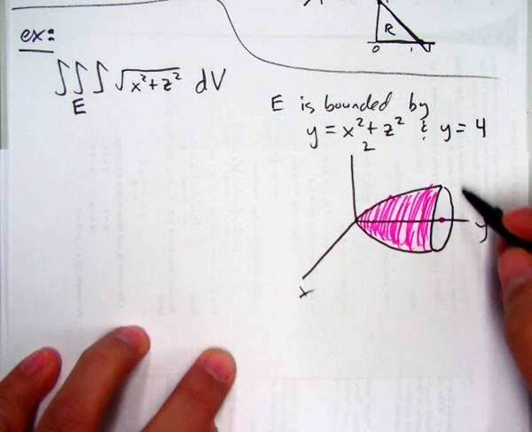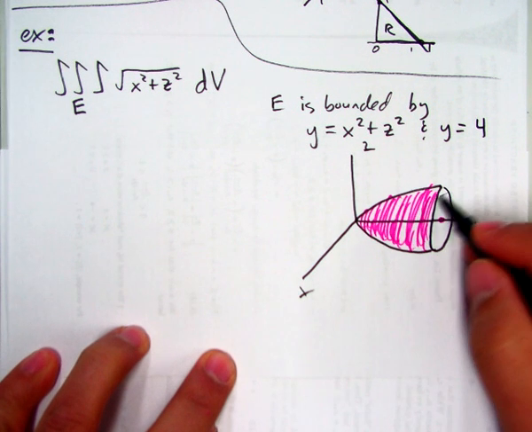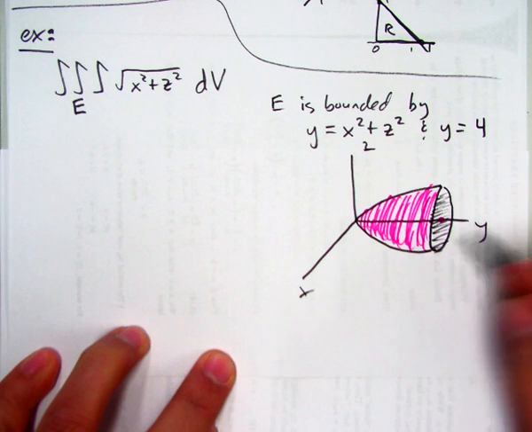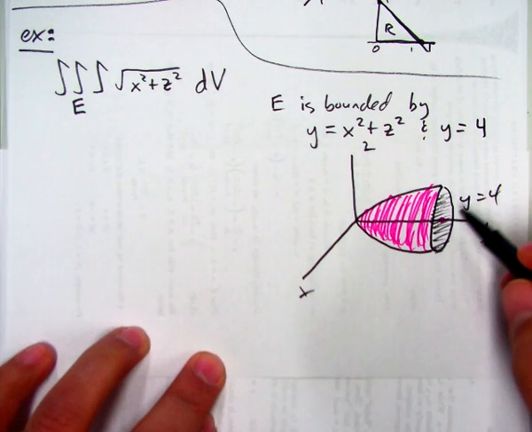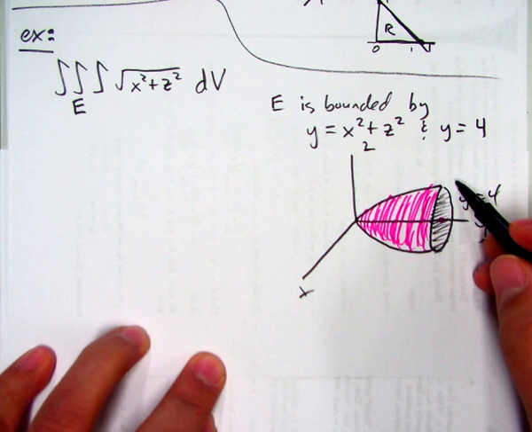y equals 4 is going to be right here. You understand that I don't have to draw the entire y equals 4 plane, but if you slice through, you're just going to get a circle here, yeah?